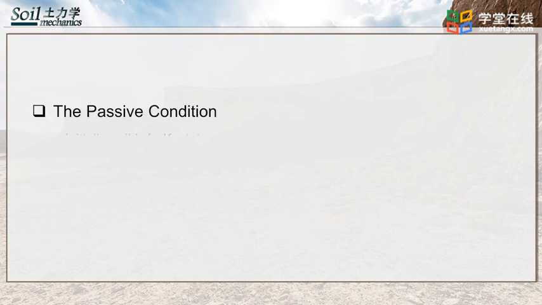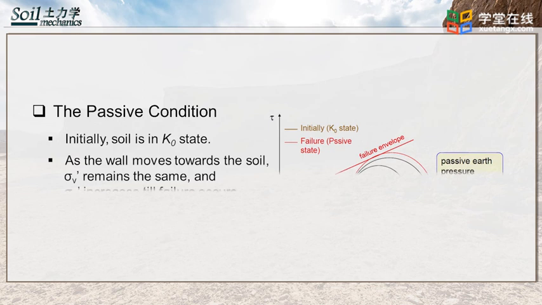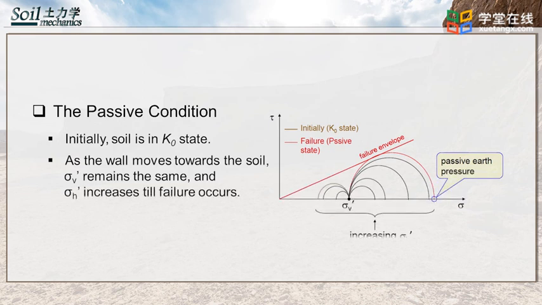Before passive condition occurs, there is no lateral movement of the wall, and soil is under K0 condition. As the wall moves towards the soil, passive condition may occur. The effective vertical stress remains constant while the effective horizontal stress increases till reaching the failure envelope. Then the soil fails. This figure shows the change of stress state from the initial K0 state to failure state while the effective horizontal stress increases.